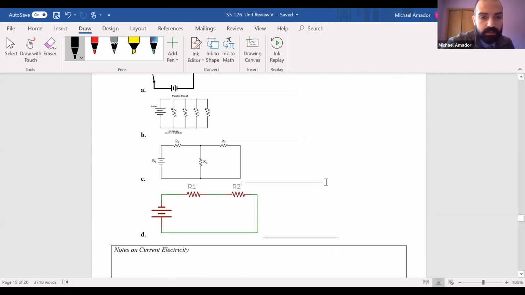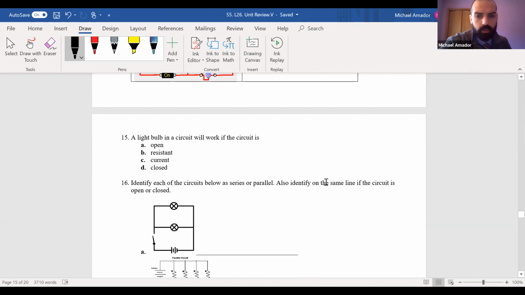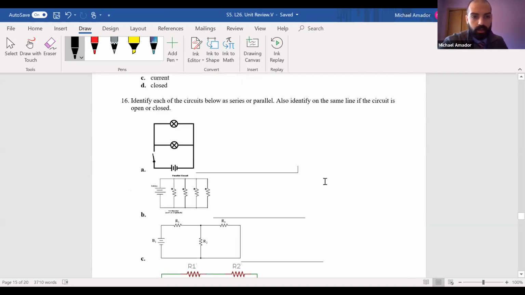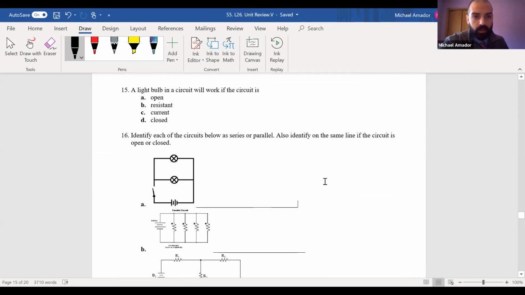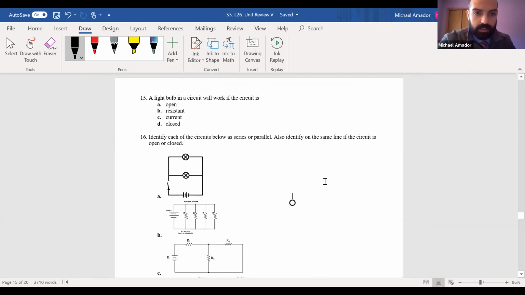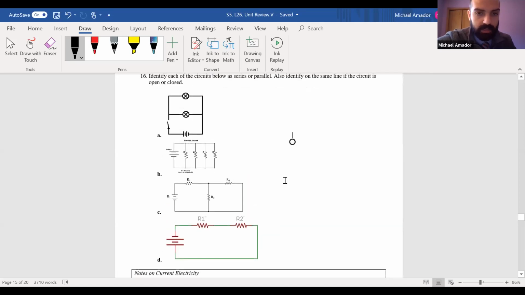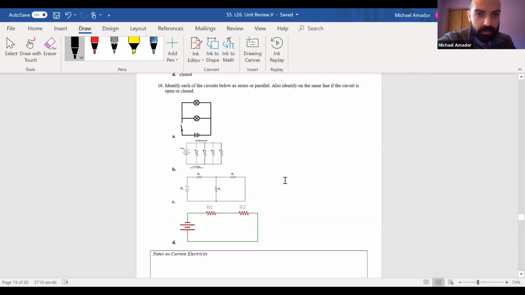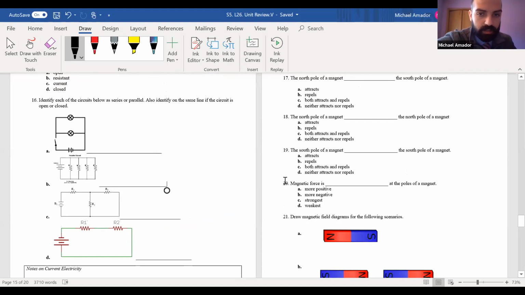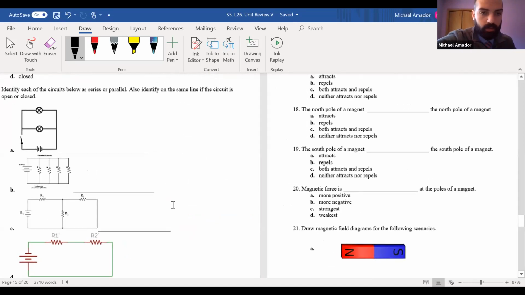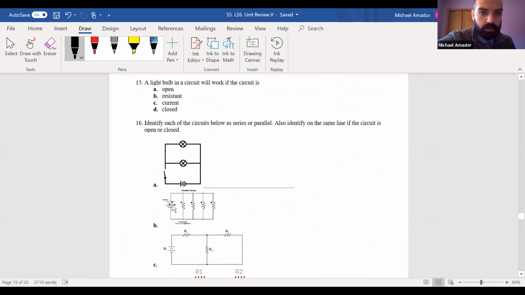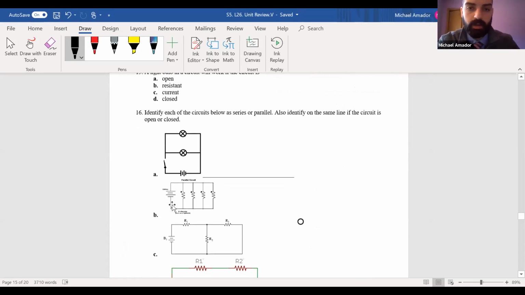Let's do these multiple choice questions. Let me get this out of the way here. Okay. So multiple choice questions 15 and then 16 A, B, C, and D. I know that this was one of those things that we had questions about. So I'm going to give you a reminder about parallel and series circuits.